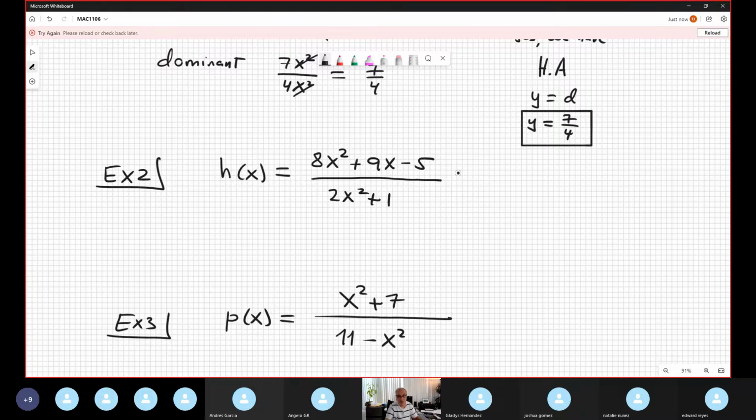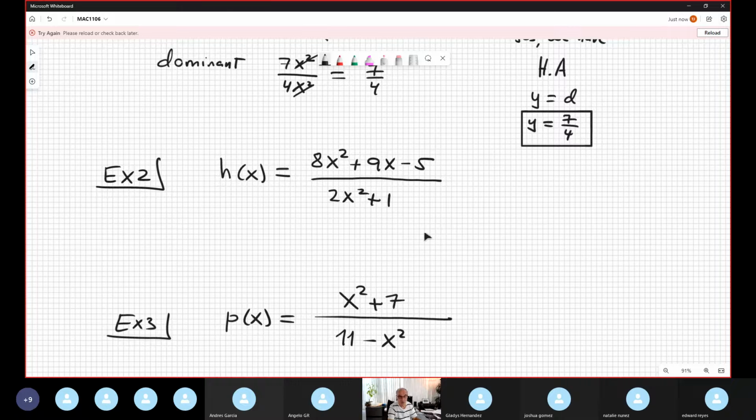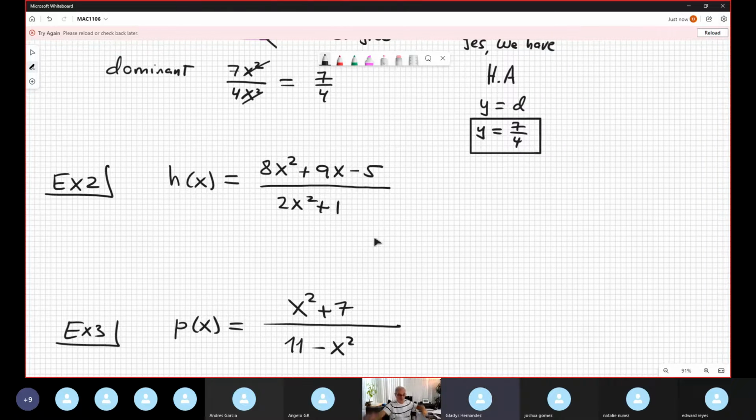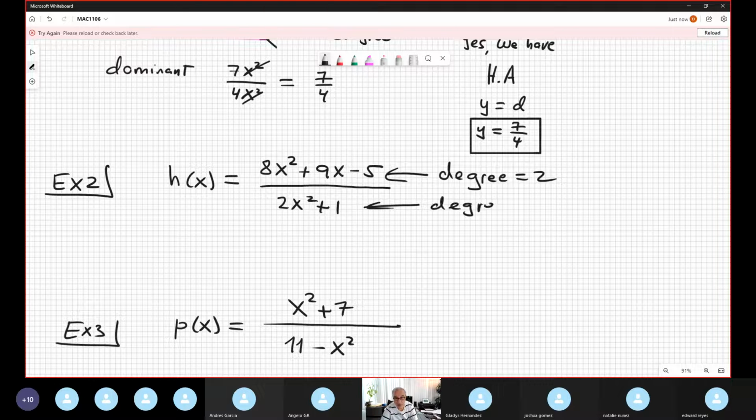And example 2, what do you think? We have yes or no? Yes. Why? Because they have the same degree. Super. This is the reason. Degree of the polynomial on the top, I call this analysis of degree. Same degree, the answer is yes. We have a horizontal asymptote in this function.